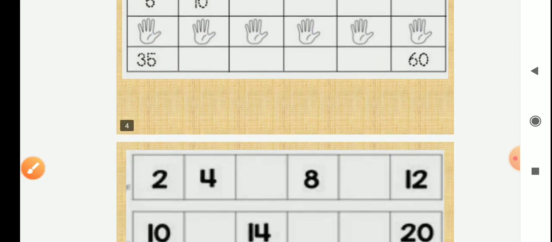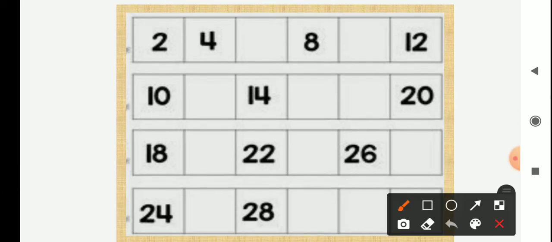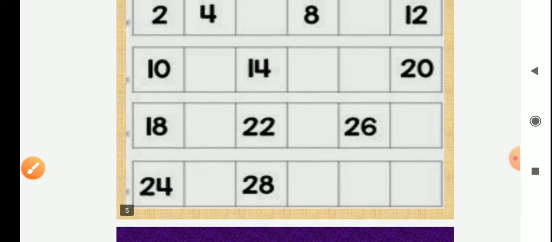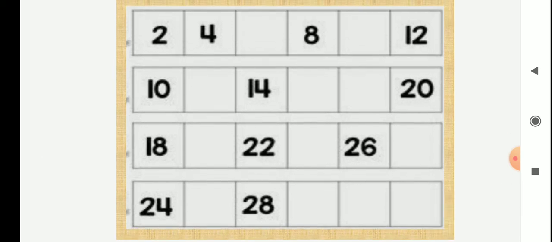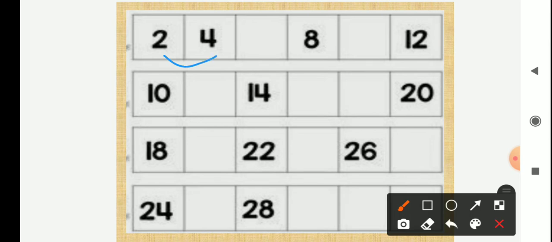Okay, next we will see, we'll complete this pattern by skip counting. Means here we complete the multiplication table of 2 by skip counting. So see here 2. 2 plus 2, 4. 4 plus 2, 6. So here we get number 6. 6 plus 2, 8. 8 plus 2, 10. 10 plus 2, 12. In this way, this series we complete by skip counting by 2.